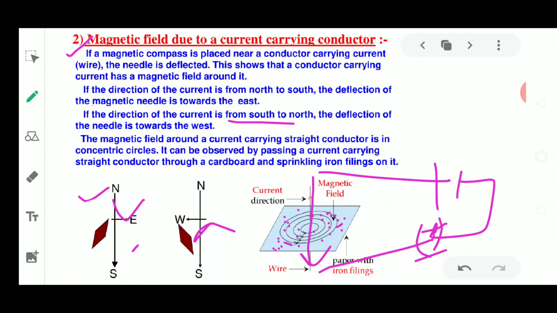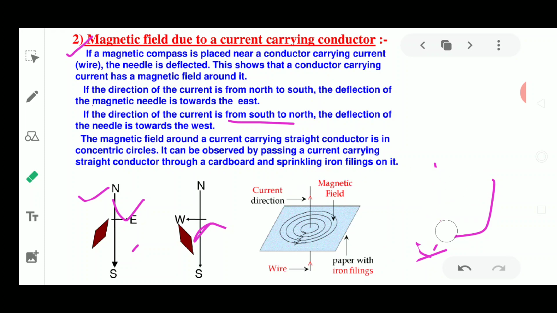As soon as you tap this cardboard, you will see that these iron filings are going to take a particular shape, and that shape is the concentric rings around this current carrying conductor. Okay, so you will observe that when the current is flowing in this wire, the concentric rings of iron filings are present near the wire. So it is observed that the magnetic field around a current carrying straight conductor is in the form of concentric circles.